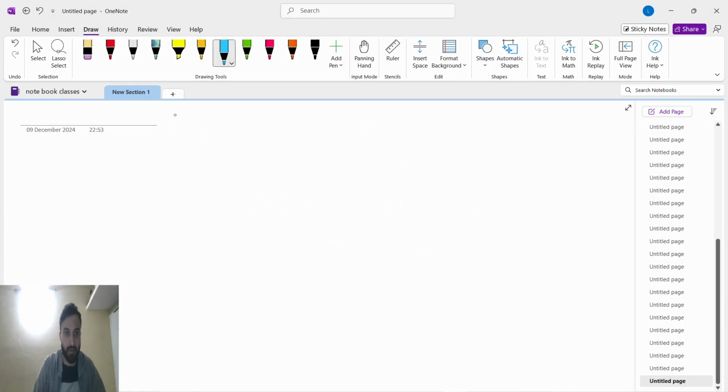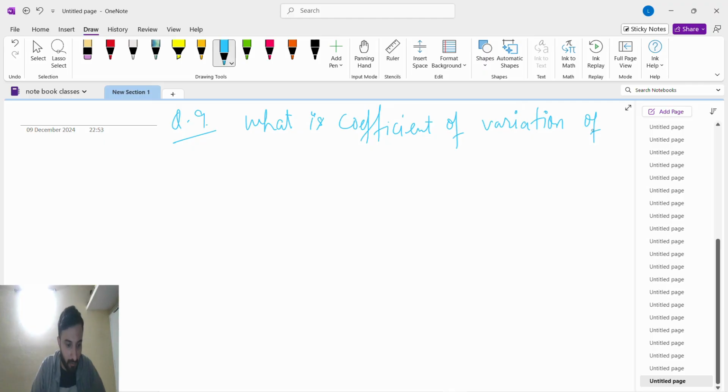Next question, number 9. What is the coefficient of variation? Coefficient of variation means you have to find the coefficient of standard deviation. The coefficient of variation of the following observations.